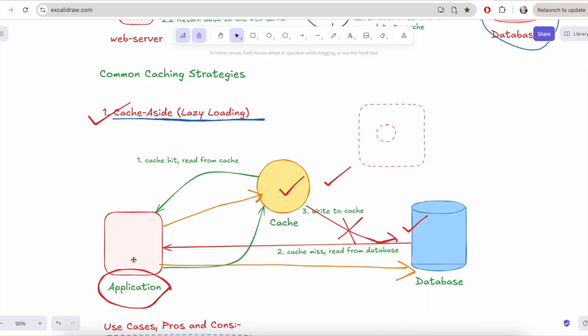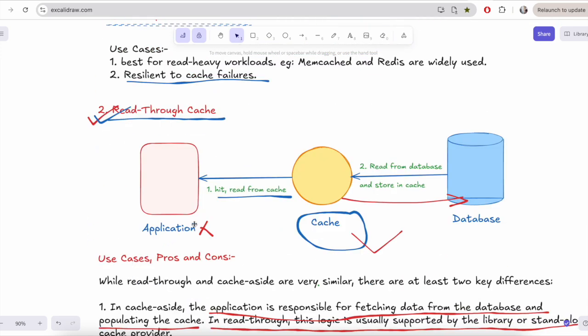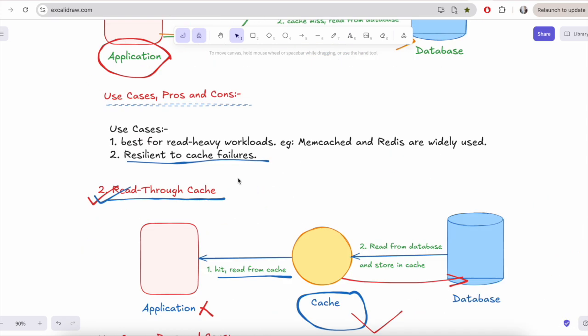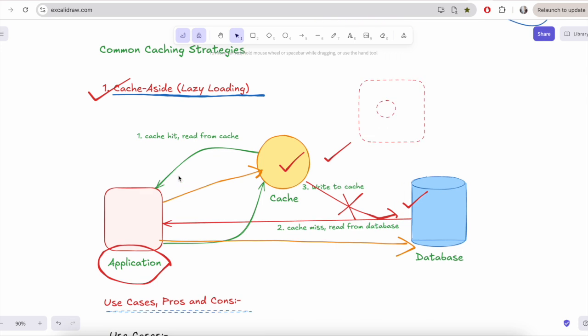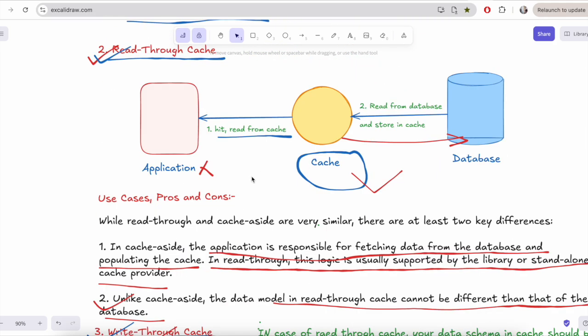where the application is the one which queries the database in case of a cache miss, and stores the data in the cache. And then we talked about read through cache, where the cache server or cache provider is the one which gets the data from the database in case of a cache miss. That was one of the major differences: in cache aside, your data format in the cache and the database can be different, because your application is the one which stores in the cache, so it can change it before putting it there. But in read through cache, both should be in the same format.